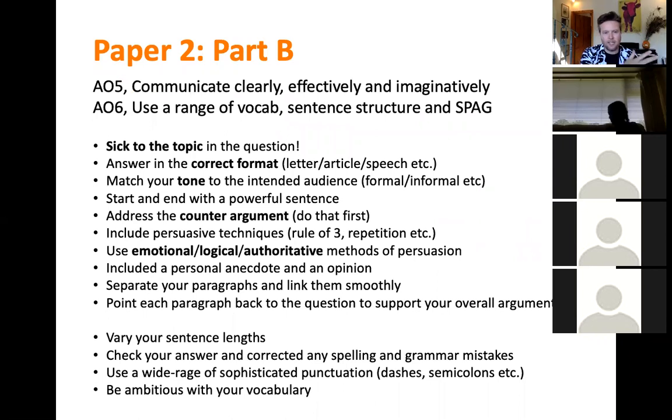And again, there's a whole masterclass online available, and there's video tuitions on that, but I think it's really worth watching that, because again, this part B of paper 2 is worth 25% of your whole English language GCSE grade. So make sure you do it properly and you give it the revision it needs.